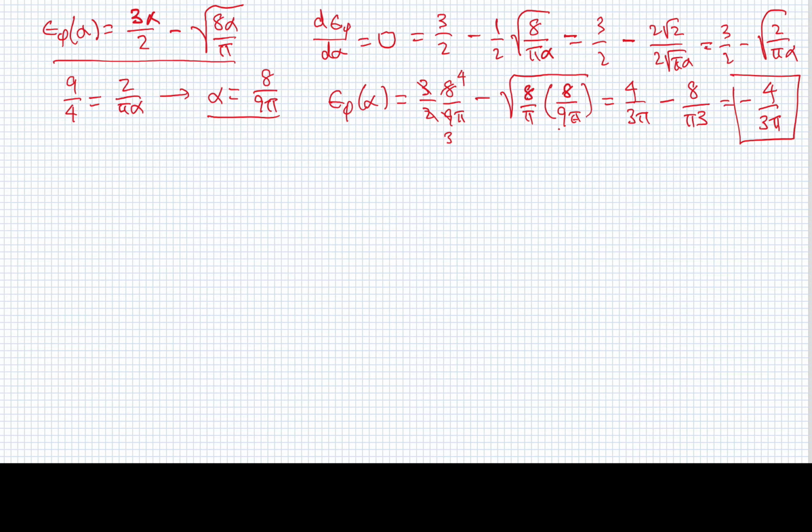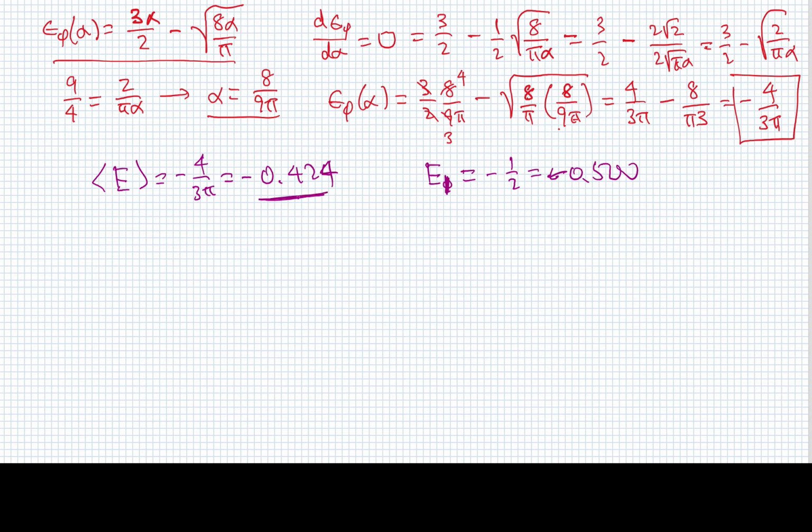So what this tells us is that our variationally optimized result in atomic units is minus 4 over 3 pi, which is negative 0.424. Now for the hydrogen atom, the actual, and I shouldn't say E0, it's E1, the actual ground state is minus 1/2, or minus 0.5. So you can see that the variational result is not the same as the actual result, but it's within the ballpark. It's off by a few percent.